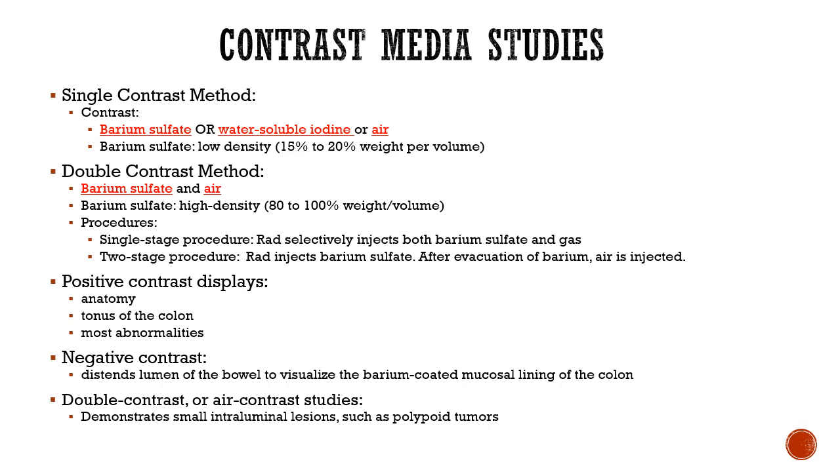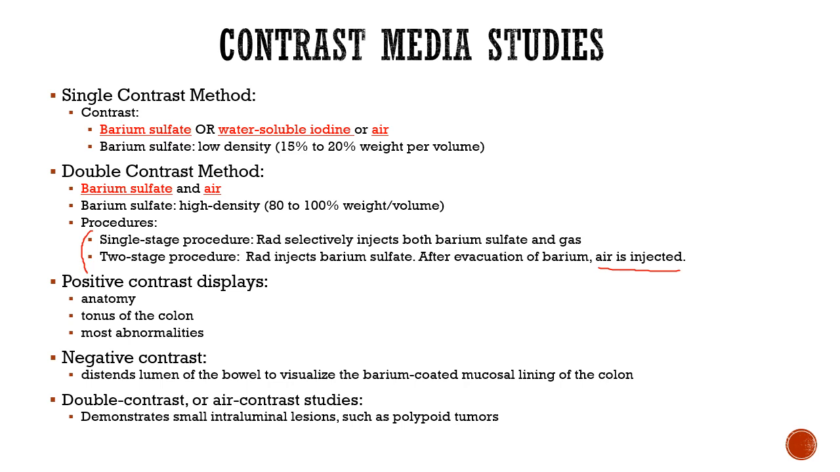With the double contrast enema, there are two different procedures that can be performed depending upon the protocol for that facility. In the single-stage procedure, the radiologist selectively injects both barium sulfate and gas. In the two-stage procedure, the radiologist injects barium sulfate, but after evacuation of the barium, then air is injected.